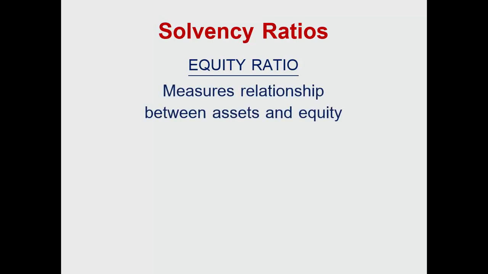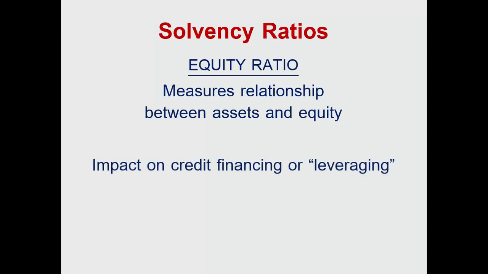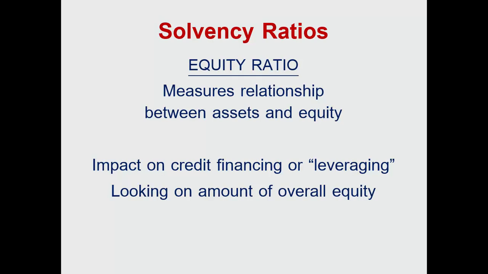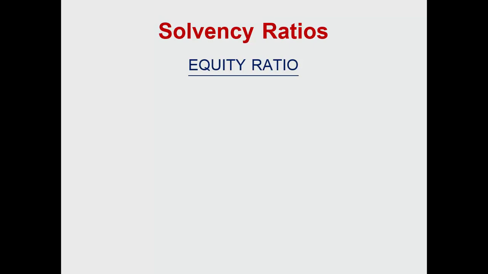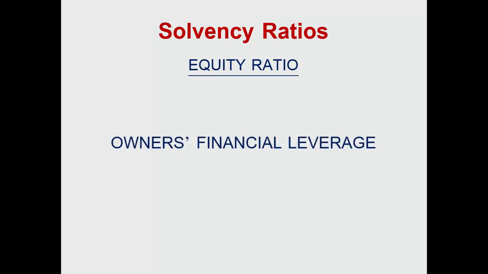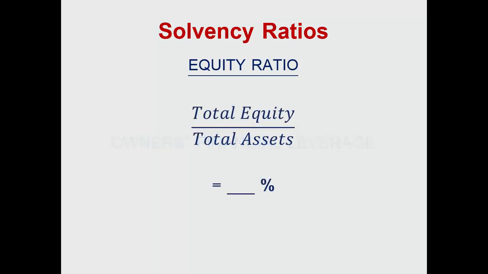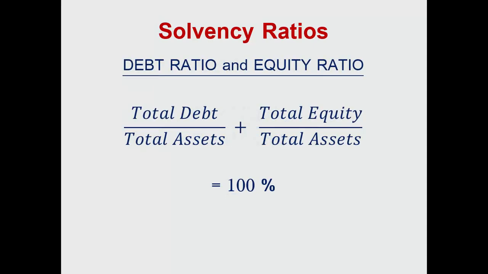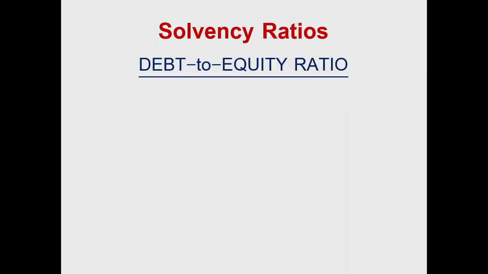Equity ratio is calculated very similarly. It measures the relationship between assets and equity this time, instead of assets and liabilities. What is your total overall equity as it relates to assets? And this would be your owner's financial leverage. Equity divided by assets. And the total here should equal 100%.